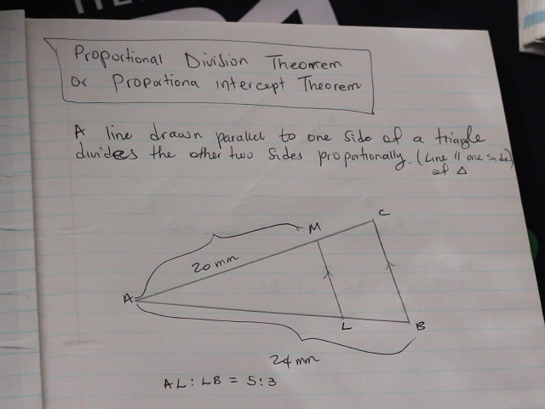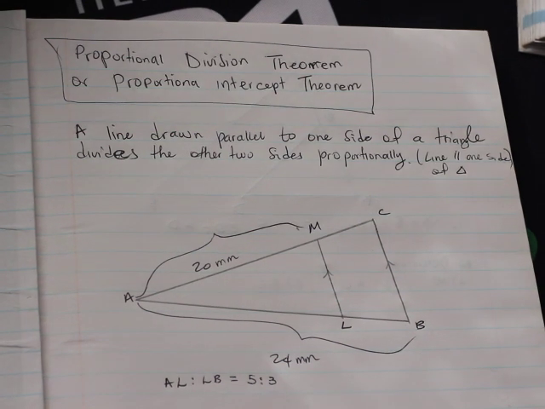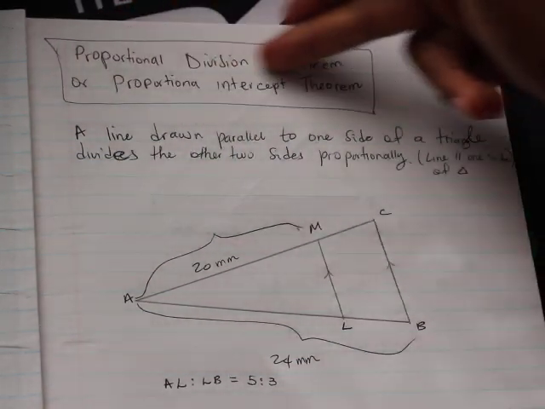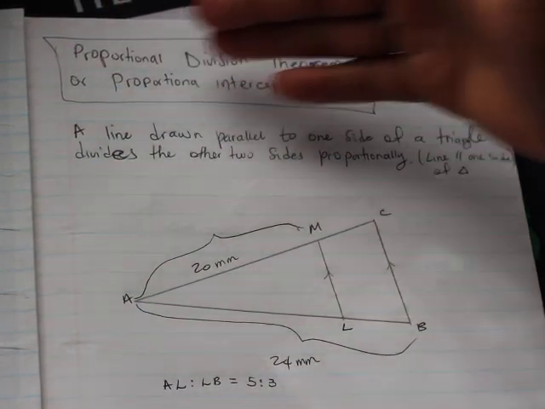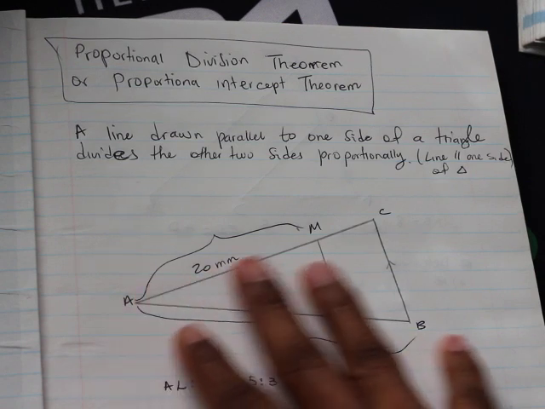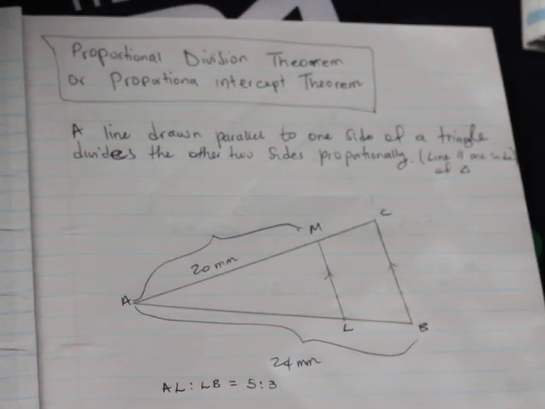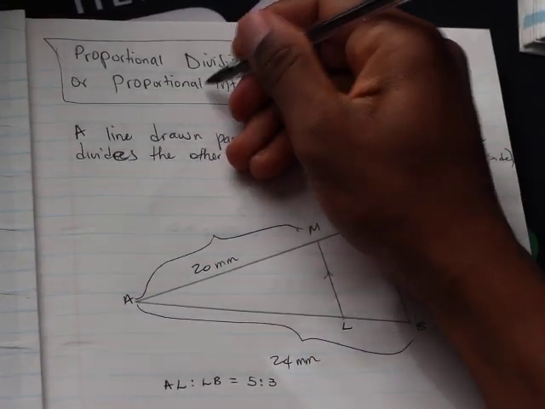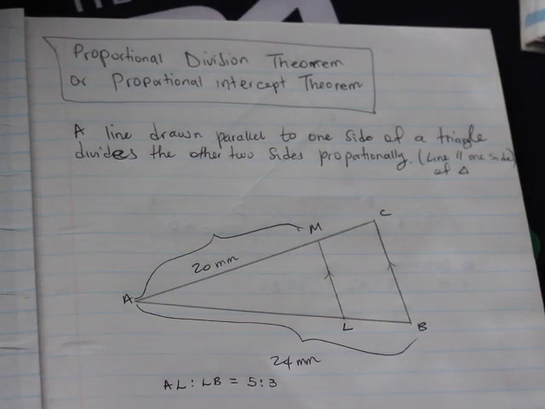So today we're going to be looking at the proportional division theorem. It's literally my first time seeing it written out like that, because from the text that I've been reading, it's the proportional intercept theorem. Okay, and what does the theorem tell us?